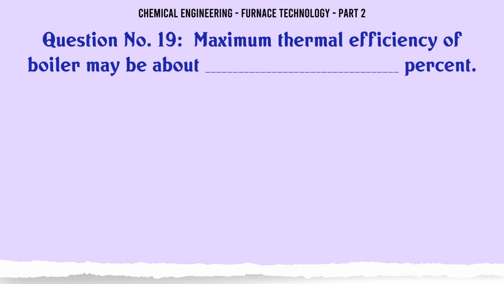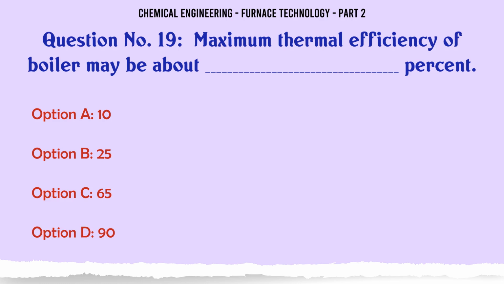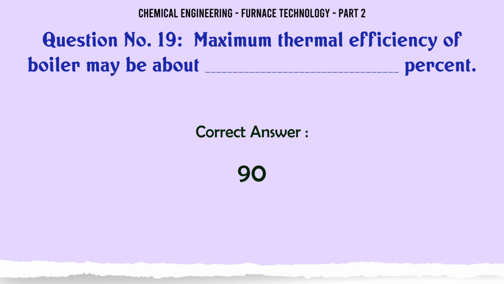Maximum thermal efficiency of boiler may be about what percent? A. 10. B. 25. C. 65. D. 90. The correct answer is 90.